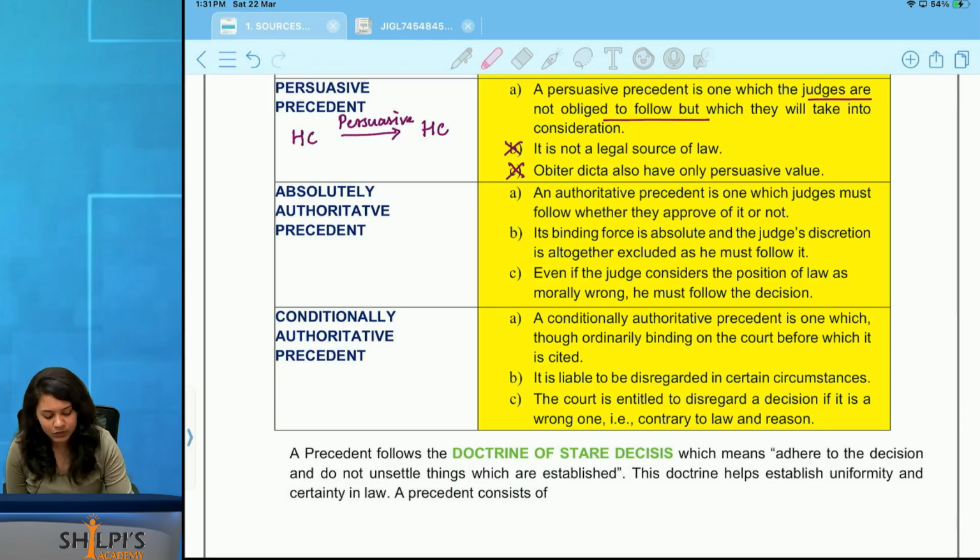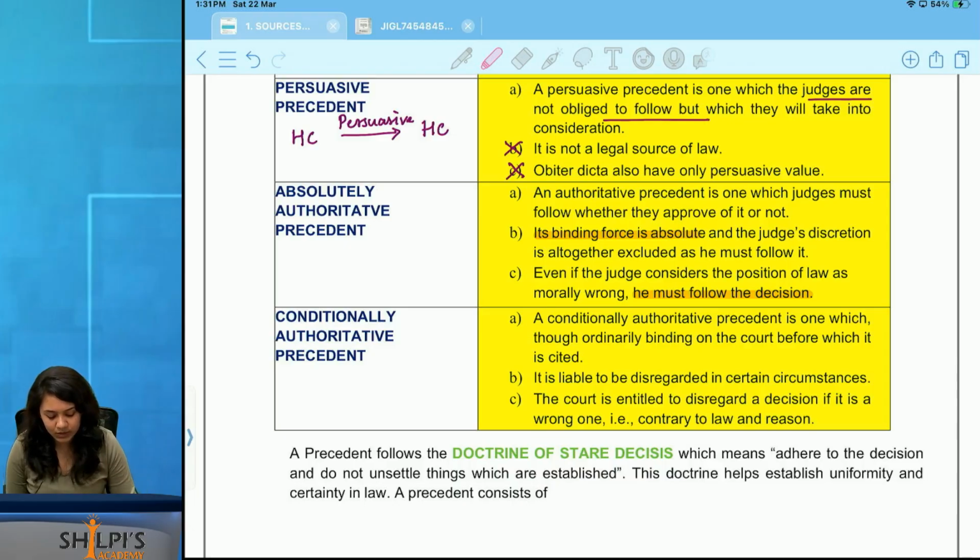This binding force is absolute in nature, and the judge's discretion is completely excluded. He must still follow the decision even if he believes the law is morally wrong. So this is the principle of doctrine of stare decisis. Adhere to the decision and do not unsettle things which are already established.